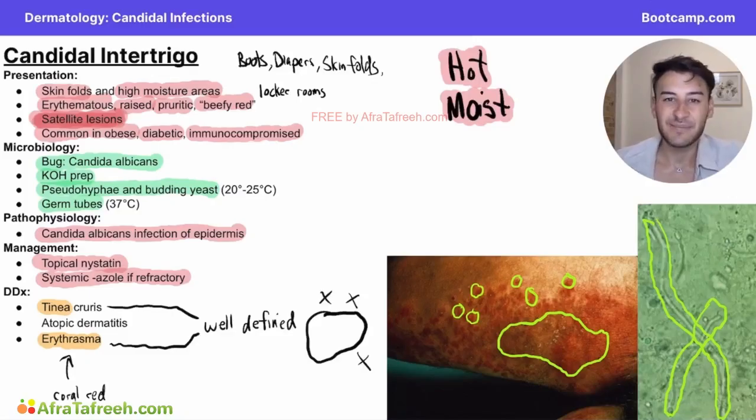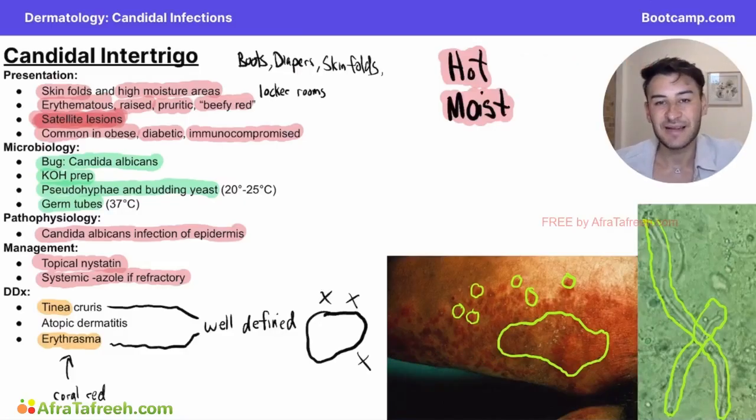So we can expect maybe a Candida infection in the diaper area of a child. But really, other than that, we wouldn't expect an infection of Candida in a young child. And so it would be more likely that we're dealing with something like atopic dermatitis in our pediatric population.